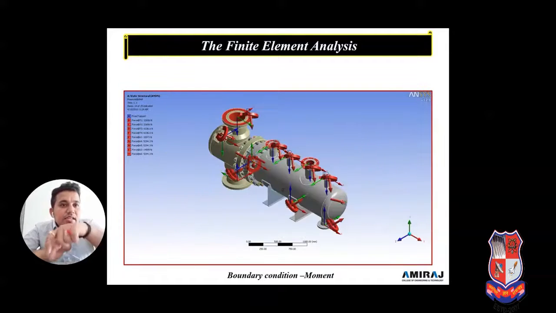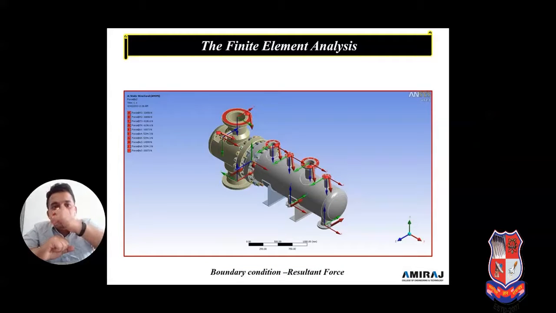Let's see the second boundary condition, the moment. Here we can observe the moments in X, Y and Z at each and every flange. You can observe that the flange is connected with another flange from the upper side pipe. For that purpose, that load can also be considered during the analysis. Here is the red portion, and here is the red portion.